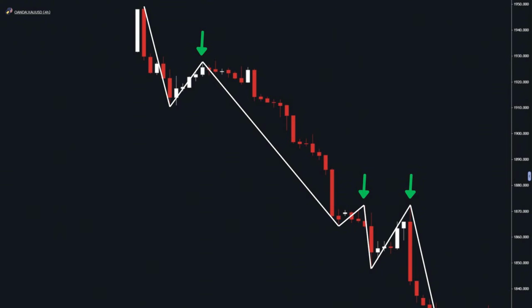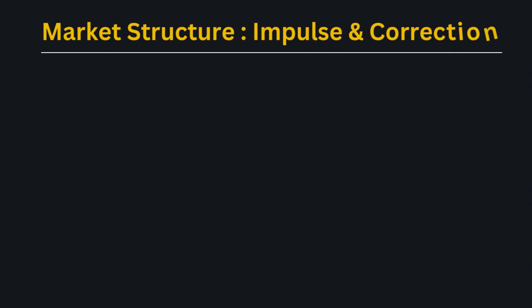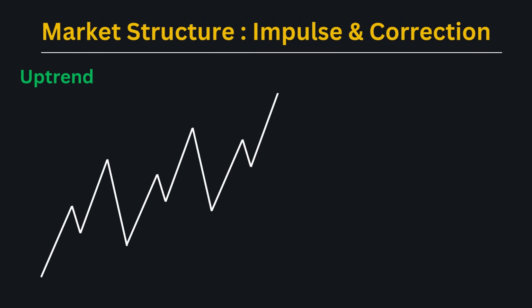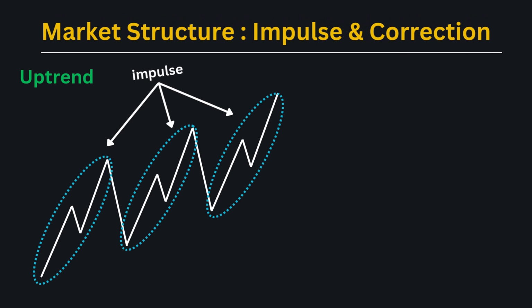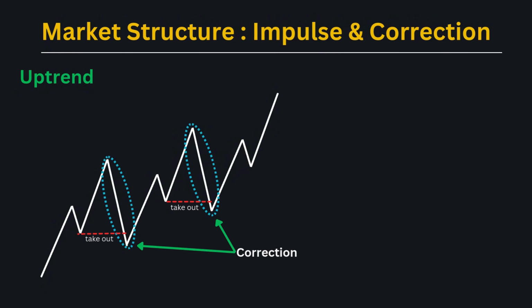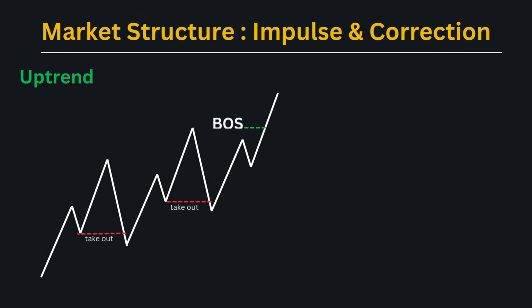Now that we have discussed the pullbacks in terms of candlestick form, let me show you the impulsive and corrective moves in terms of market structure. When the market is in an uptrend, an impulsive move refers to a strong bullish movement, indicating a heavy bullish momentum in the market. And then a correction refers to a temporary market retracement or reversal that takes out a pullback. And a break of structure forms when price breaks above a structure level after a corrective move. It indicates that the market tends to continue in the same bullish direction.